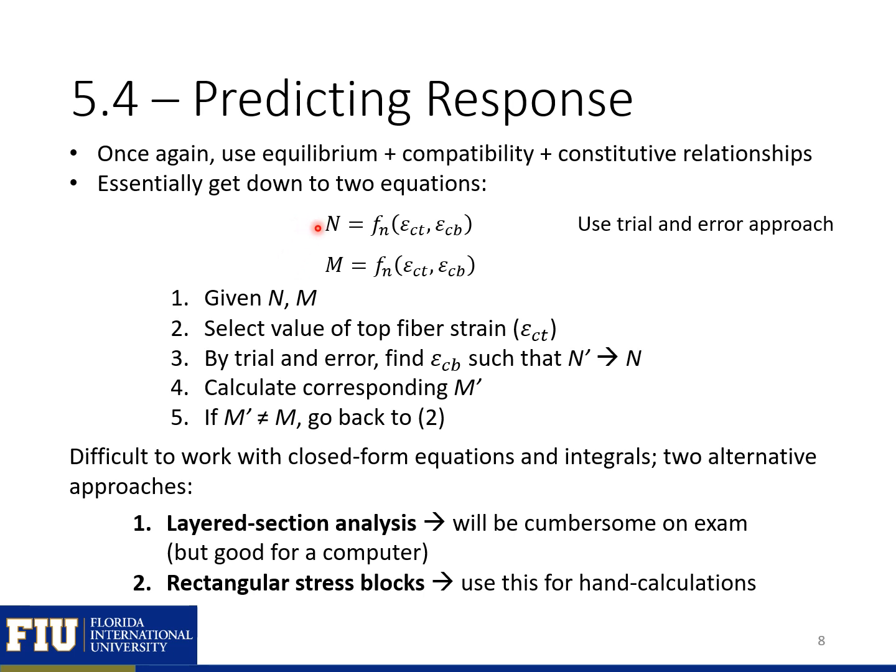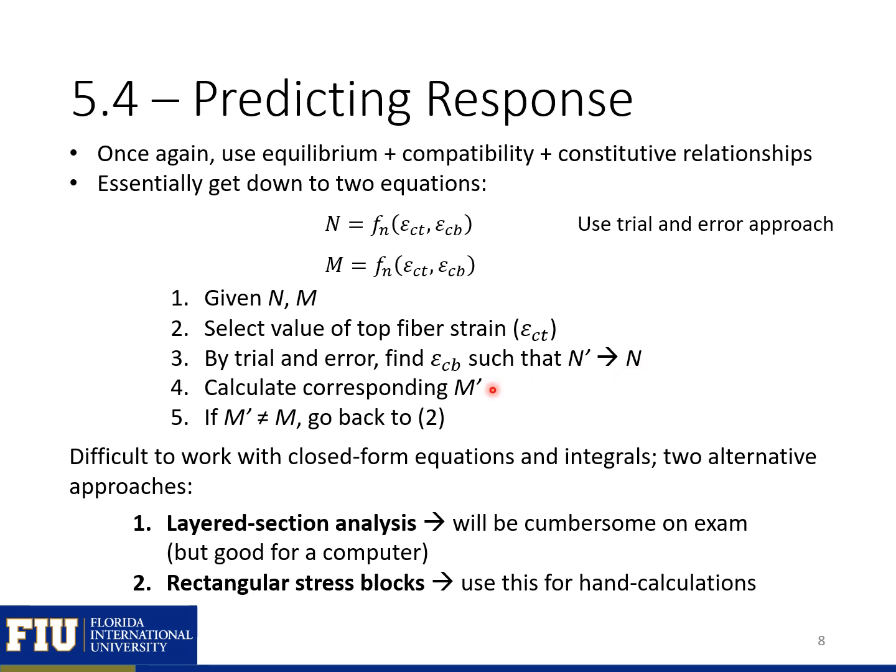An axial load equal to our stresses in terms of top and bottom strains, and moment in terms of stresses dependent on the top and bottom strain. Essentially, what we would do is a trial and error approach. We would have a given combination of axial load and moment. We would select a value for our top fiber strain. By trial and error, we'd find the bottom fiber strain such that the axial load corresponding with this bottom fiber strain would equal the applied axial load.